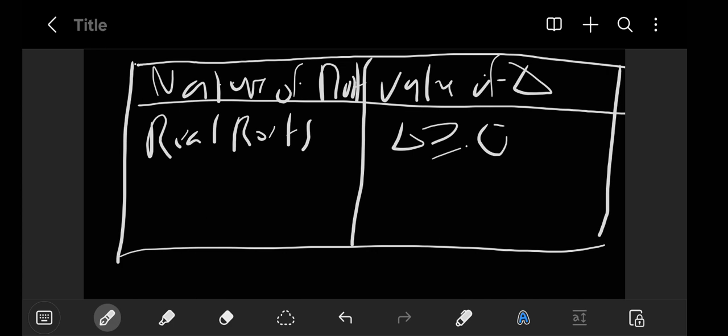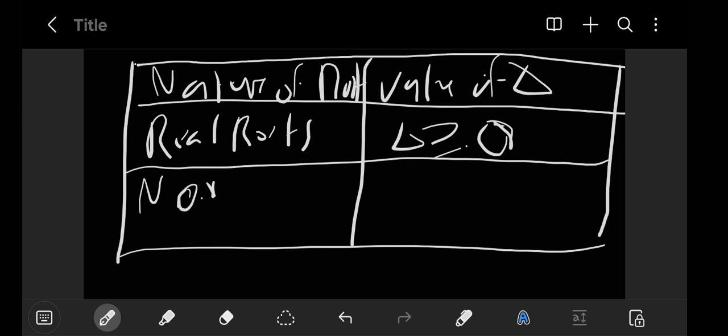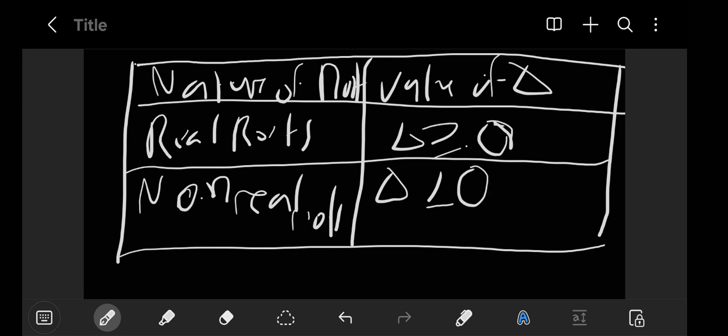And then we also have non-real roots. If we have non-real roots, we know that it has to be the opposite of this, right? So non-real is basically less than 0, but 0 is not included this time, because if it's non-real, it would be any value that's just below 0.